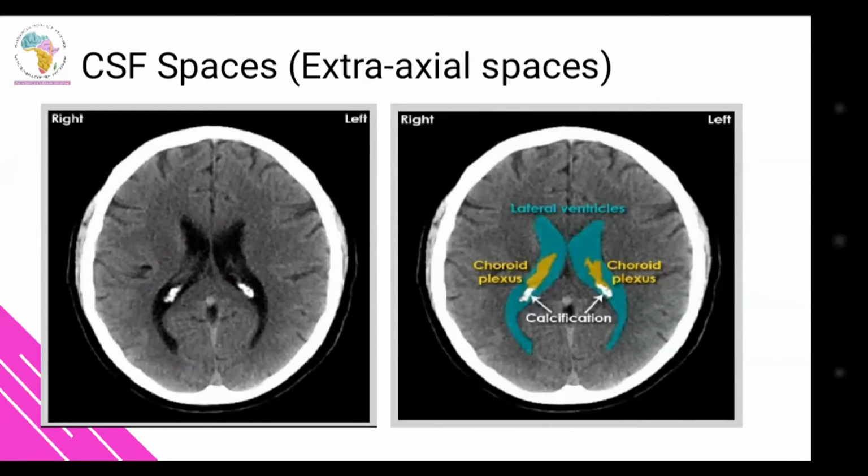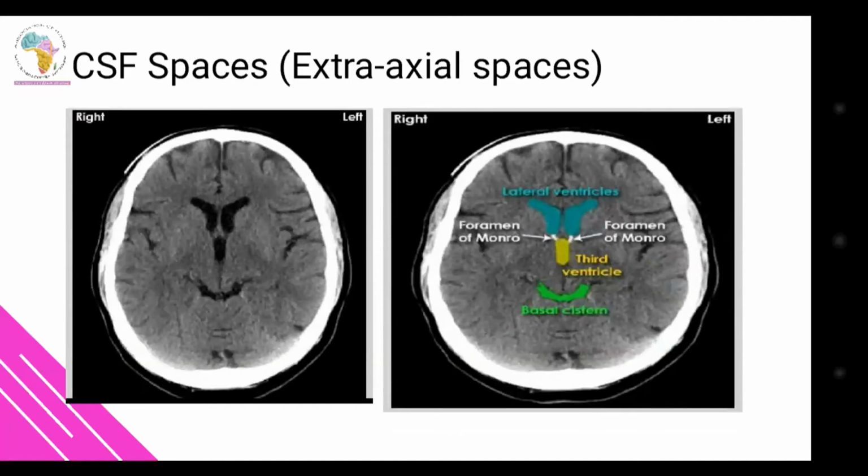And what you see here is not actually a pathology; it's a calcification of the choroid plexus. You can even appreciate the choroid plexus a bit here. It calcifies, and as we all know, the choroid plexus is the structure involved in the production of CSF at the level of the ventricle.